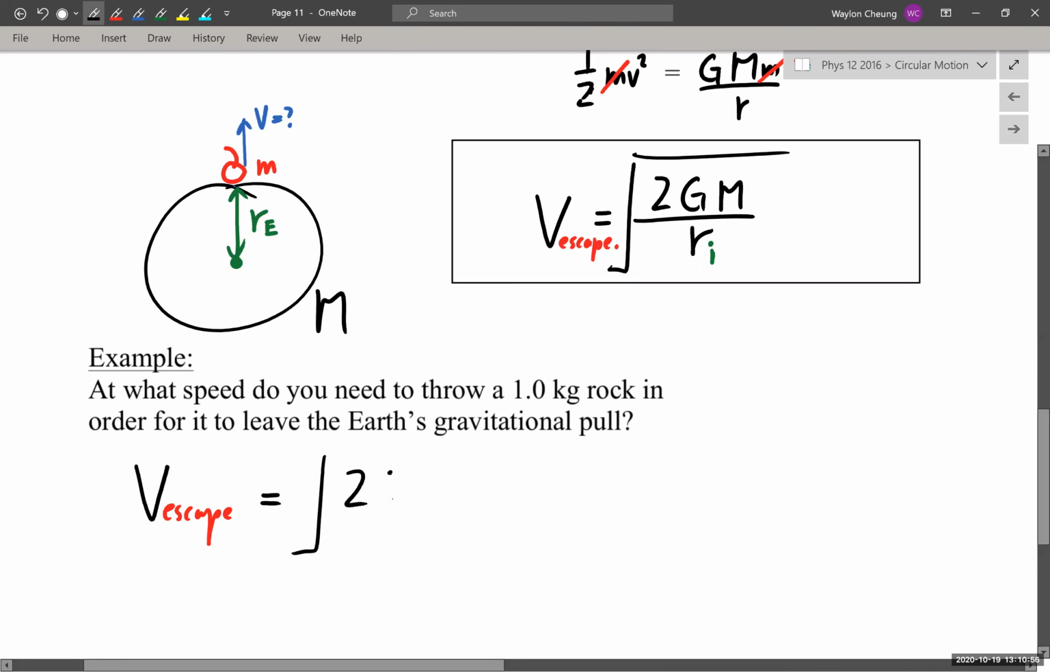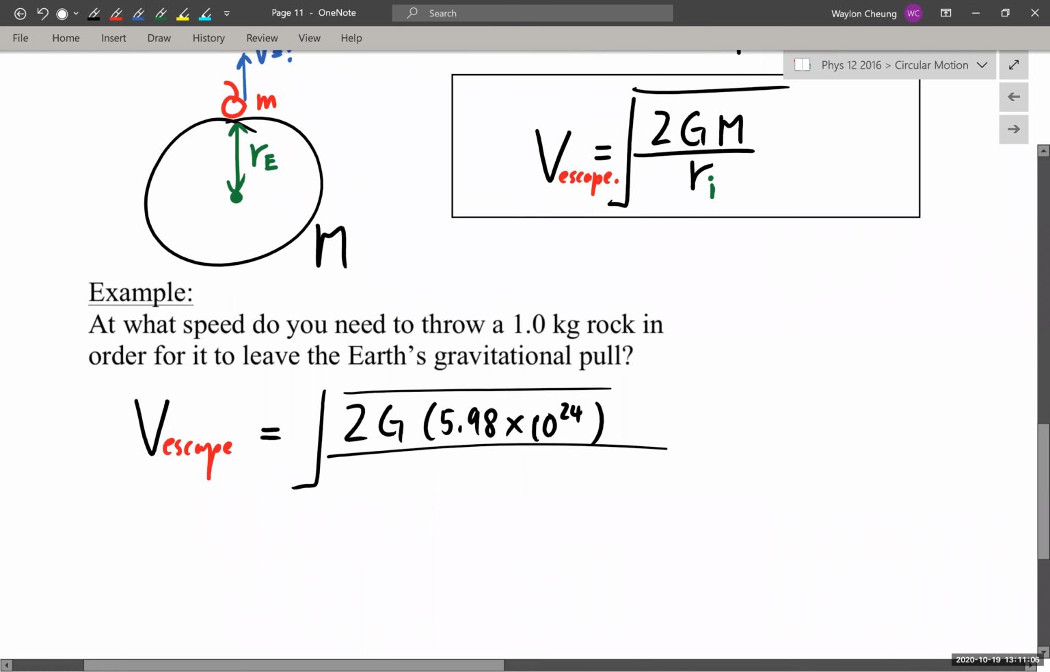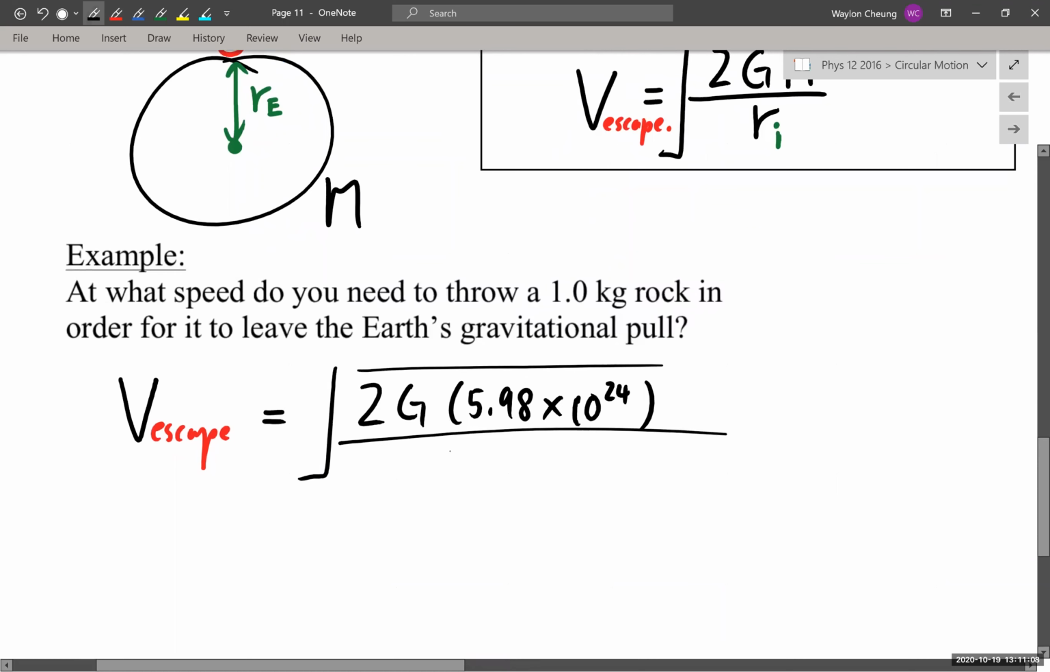So 2g, I'm not writing g anymore. Mass of the Earth, I'll write 5.98 times 10 to the 24 kilogram. And then we are standing on the surface with this rock, so apple. So 6.38 times 10 to the 6 meter. And then just a giant square root on the number at the end.